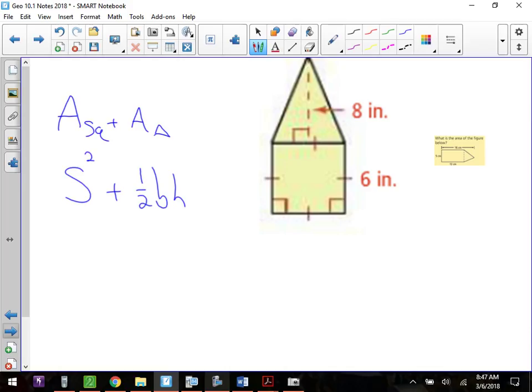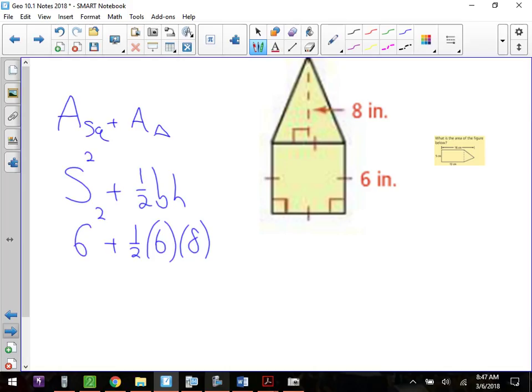So we start with, like we always start with something easy. So our side lengths are 6, so it's 6 squared plus 1/2. What's the base and height for the triangle? 6. Now, you could literally type in exactly what you wrote down there, because that's kind of how math works sometimes.